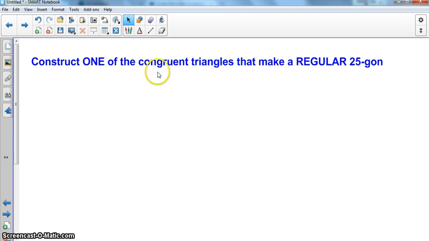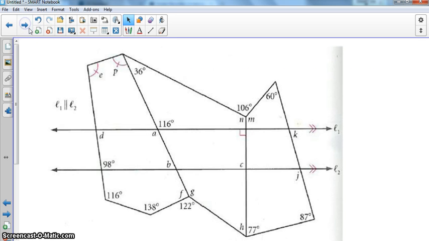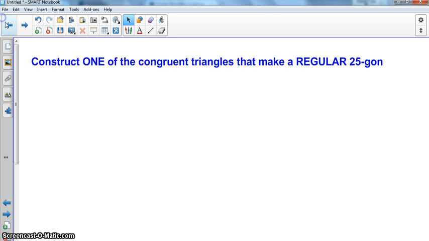Then we're going to construct one of the congruent triangles that make a regular 25-gon. And then the third example will be me solving a problem like this, finding all these angle measures based off of what we know. Okay, so let's get started here.